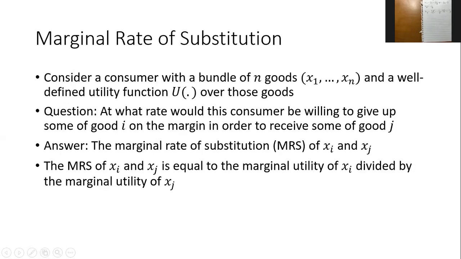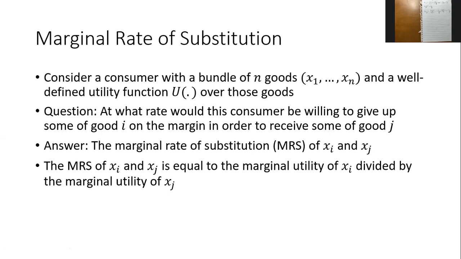Okay, now let's talk about the marginal rate of substitution. Those of you who've had economics classes, microeconomics classes, hopefully you know what this is. Technically it's the rate at which a consumer would be willing to give up some of good I on the margin in order to receive some of good J. It's not how many goods you would be willing to give up. It's the rate at which you'd be willing to give up good I for good J. So if the marginal rate of substitution is 1, that means I'm equally happy substituting good I for good J on the margin.